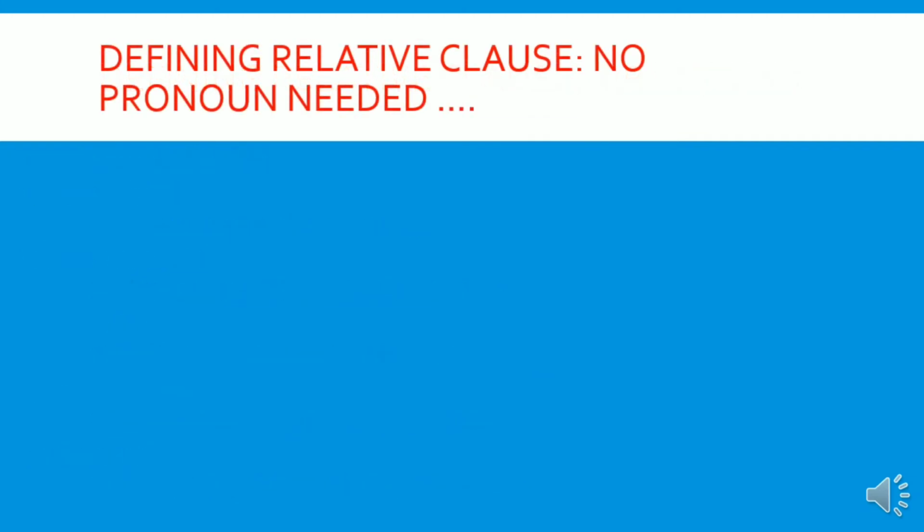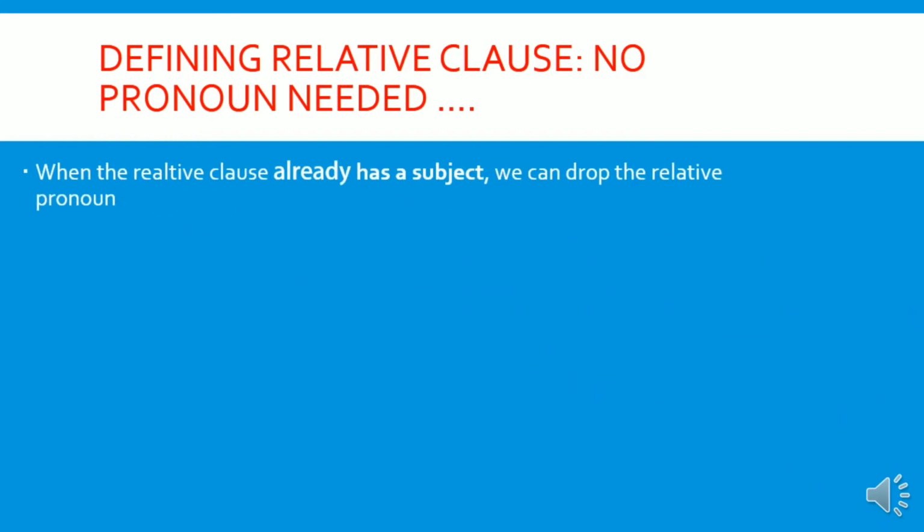Nah, sekarang defining relative clause without pronoun. We use the relative clause already as a subject. We can drop the relative pronoun. Jadi kalau ada subjeknya, kita nggak usah pakai relative pronounnya. Mary Kelly was a young girl who atau that-nya nggak usah. Everybody loved very much. Ada subjeknya kan? Mary Kelly was a young girl. Ya, subjeknya Mary Kelly.